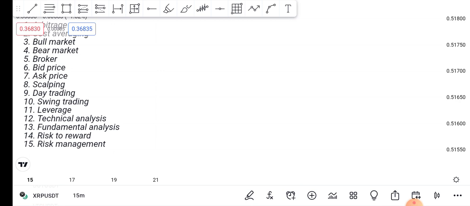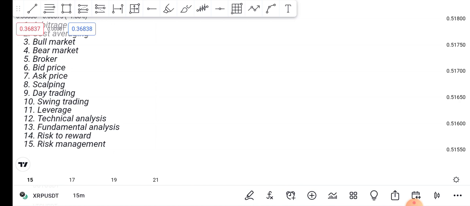So leverage. What does leverage mean? Leverage simply means the act of amplifying the effects of your trade. Leverage helps you to amplify the effects of your trade. Okay, so leveraging in some sense is when you borrow money from your broker to enter a particular trade. So we'll talk more on leverage, but just know that the effect of leverage is to amplify the effect of your trade. Okay, let me use the cryptocurrency market for a clearer example.